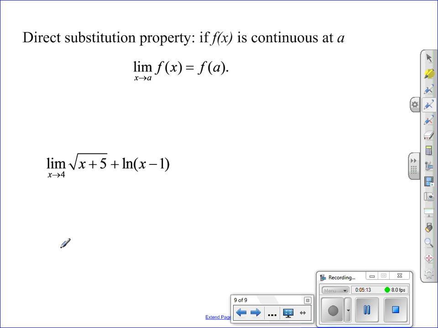Right? So in this case, if you want to find the limit, you basically just plug inside. So it is square root of 4 plus 5 plus natural log of 4 minus 1. You just replace every x by 4. And if you don't have any trouble, then you calculate that. That's square root of 9, that's 3, plus natural log of 3. So that's the answer. So the direct substitution property can be extended to any continuous function. Right. Previously we talked about it for rational functions and polynomial functions. Now for any continuous function, you can just plug inside if they are in the domain.